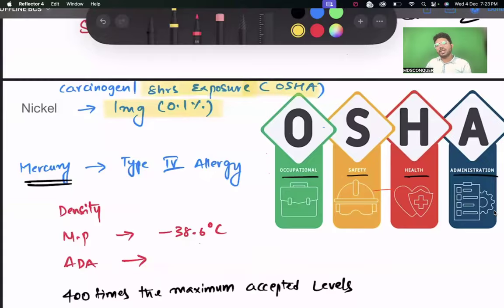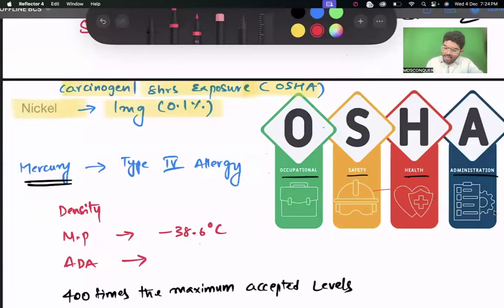The dental metal which is causing more allergic reactions is, yes, it is right, the answer is nickel. And apart from this, nickel is again carcinogenic also. So the metal which is causing more allergic reactions in dentistry is nickel.